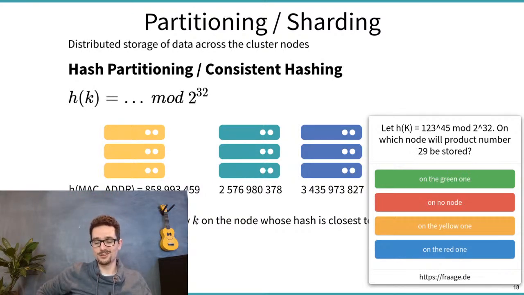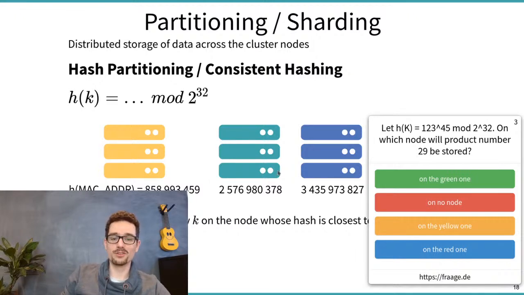You can do this little computation now in the last minute of this lecture here. You can do this tomorrow when you want. You can click pause or what else. We are finished now. This is just a question whether you understood it correctly. You need a calculator which can work with big numbers. So on which of those three nodes is the product 29 stored? You have to calculate.